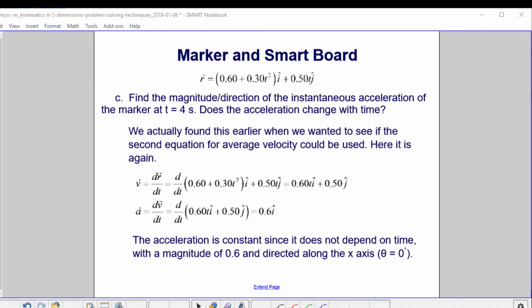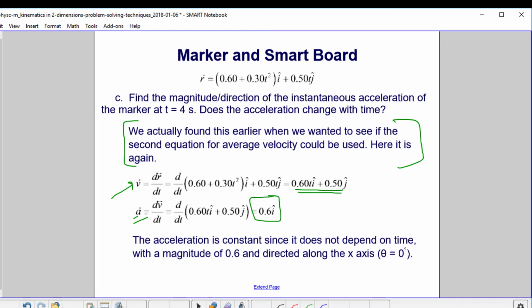Find the magnitude and direction of the instantaneous acceleration at t equals 4 seconds. Does the acceleration change with time? Well, you know what? We actually did this earlier when we were trying to see if we could use both of the average velocity equations, because we could use (v0 plus vf) over 2 if we had a constant acceleration. But we'll repeat it. So here's our velocity. That's the first derivative of position. You get this. Take another derivative to find acceleration, and you just get 0.6i. So the acceleration is constant. Again, we found that earlier, but we'll do it again here. It does not depend on time.